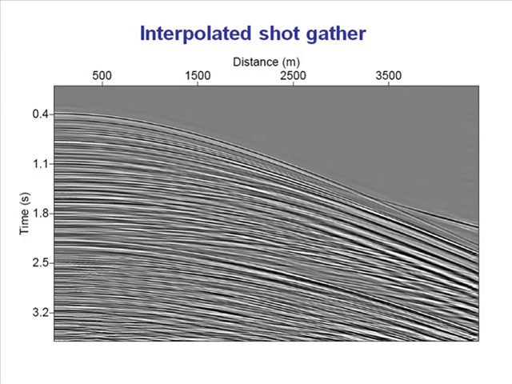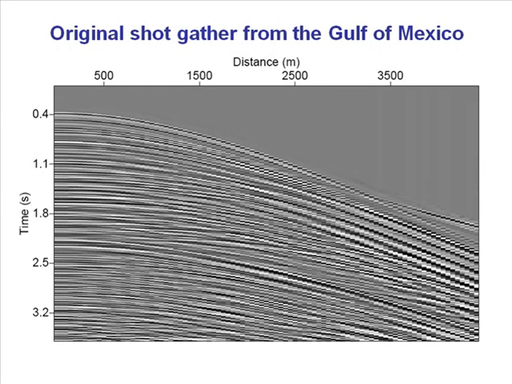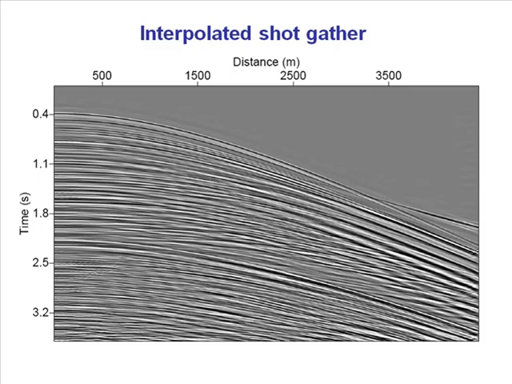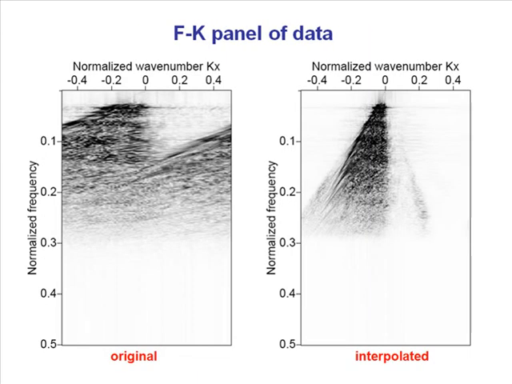And when I interpolate it with the curvelets, I get this. You see this was the original data, and this is nicely following all the events that I had. And this is the FK. This was the original data, where the wraparound starts from here.